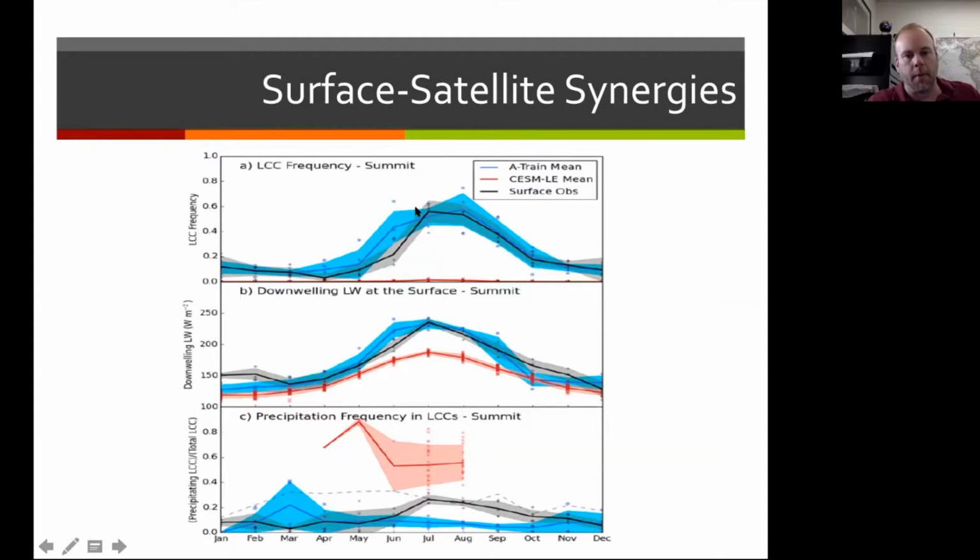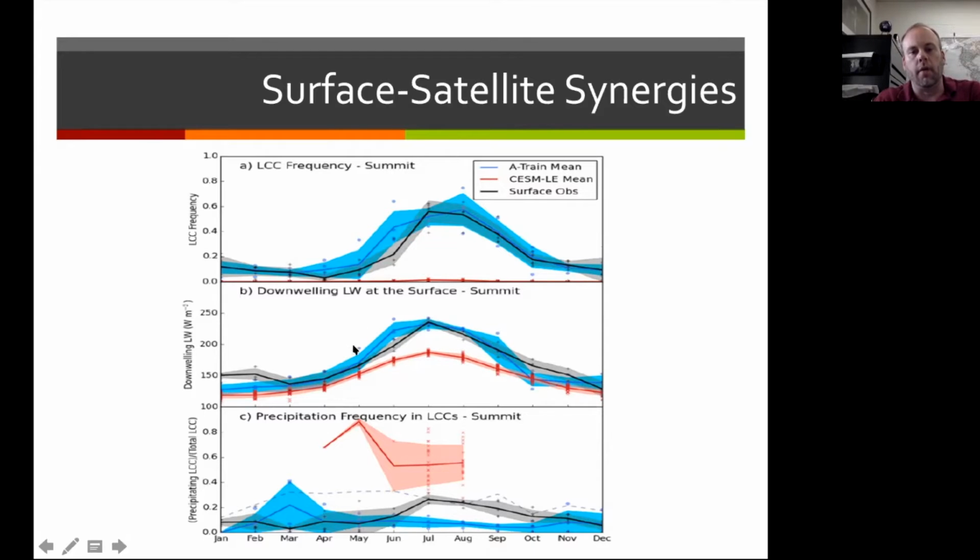And so what this upper panel shows is the frequency of liquid-containing clouds over Summit. The blue curve is, again, the satellite observations. The black curve is now the ground-based observations. And the red curve, which you can barely see on here, is the observations from the CESM large ensemble. And so again, you see that the two observational data sets, very independent satellite and ground-based observational data sets, agree fairly well on the frequency of liquid-containing clouds, whereas the model is way off on that estimate.